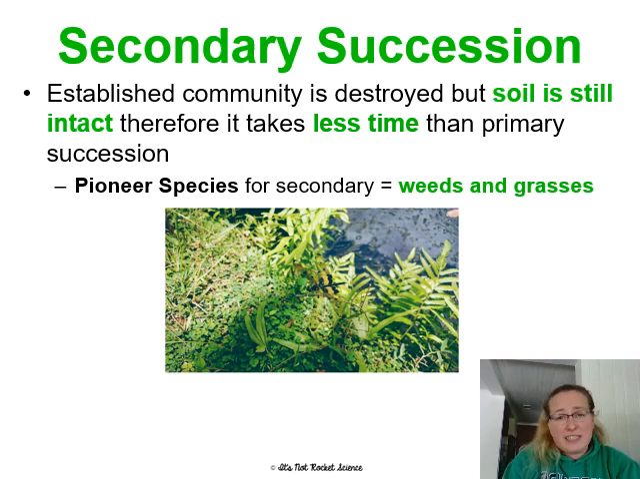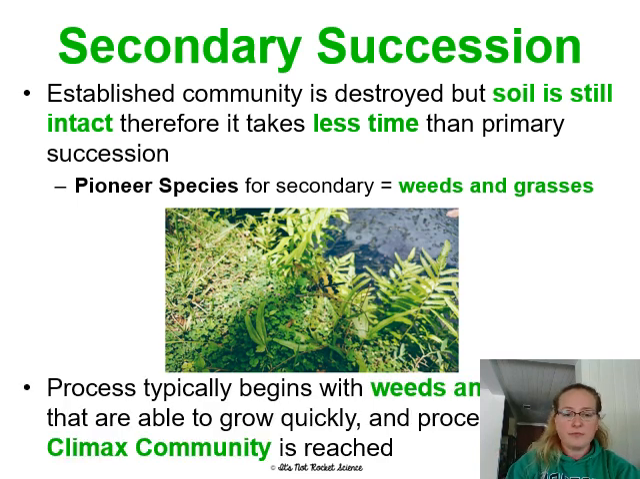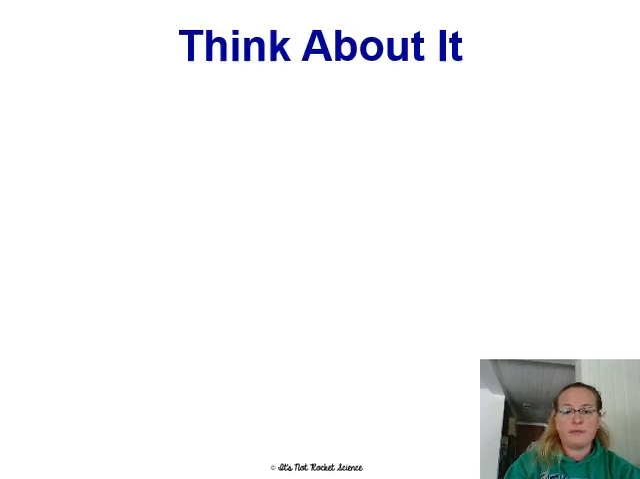However, you might still see some. It's just that you're primarily going to see that next step group of organisms, which would be weeds and grasses. The process typically begins with weeds and grasses that are able to grow quickly and proceeds until a climax community is reached. So they both have the same end game. It's just that secondary succession starts one step ahead in the process.